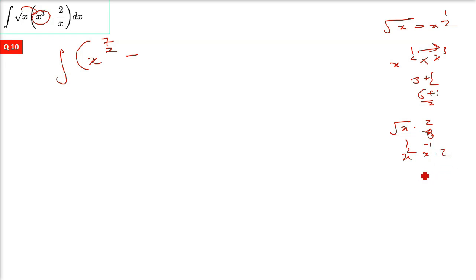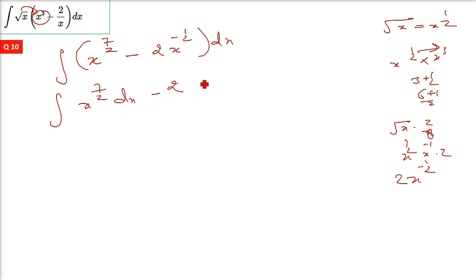Half minus 1 is negative half. So we have x raised minus half that we need to deal with. 2 is already there. So what is the final thing? 2x raised minus half with dx. The integration of x raised 7 by 2 dx minus twice x raised minus half dx.